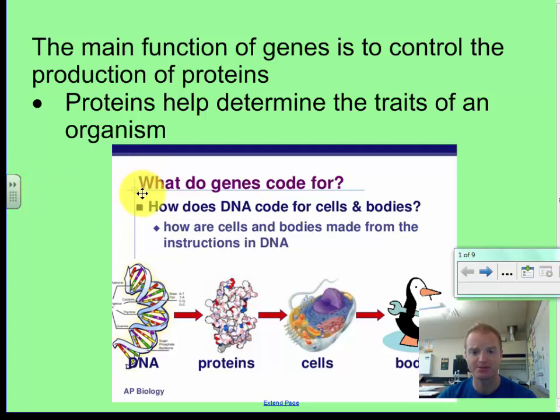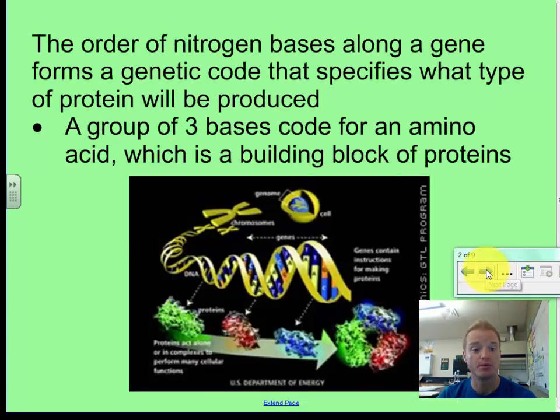This little picture down here kind of spells it out for you. We have DNA. DNA makes the proteins, proteins build the cells, cells build tissues, all up to the different bodies of the organisms. There's a monkey, or not a monkey, a penguin with a wrench. Why he has a wrench, I don't know.